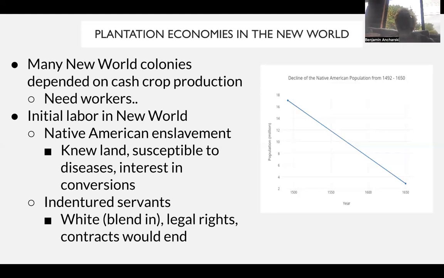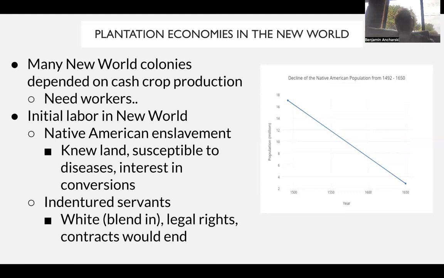But the reason why colonies and their economic systems will not use indentured servitude as much is for a few reasons. For one thing, indentured servants are white. And white people can blend into other white people. If there are other white colonists on the island, on the settlement, in the colony, they can easily run away.